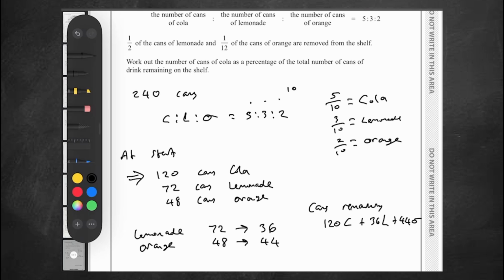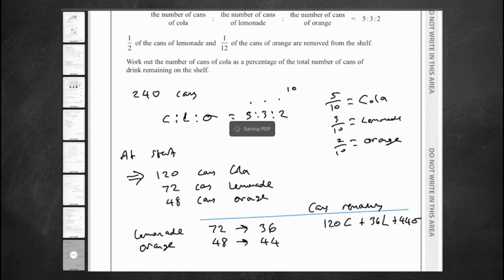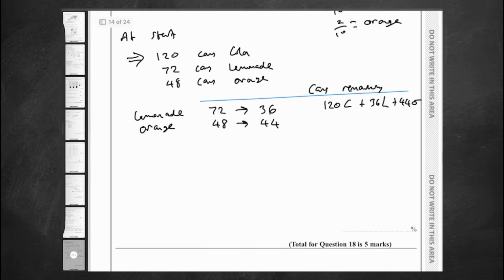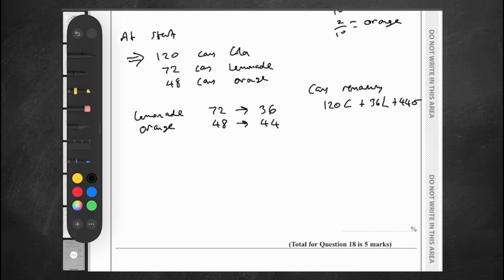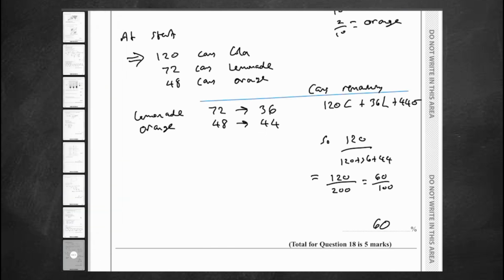So let's move down a bit. So 120 out of 120 plus 36 plus 44, which is 120 out of 200. And the question wants it in terms of a percentage, which is going to be 60 out of 100, which is 60%. It's a 5-mark question there.